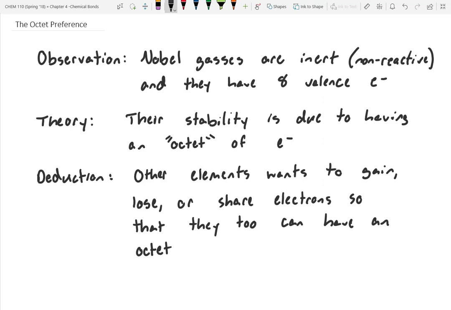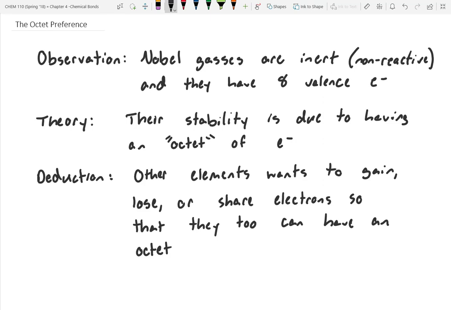I really dislike the term the Octet Rule. The reality is there's a huge number of exceptions to this, but it works well for the vast majority of organic compounds in particular. And so this is a really good theory for organic chemistry in particular. All right, does that make sense?